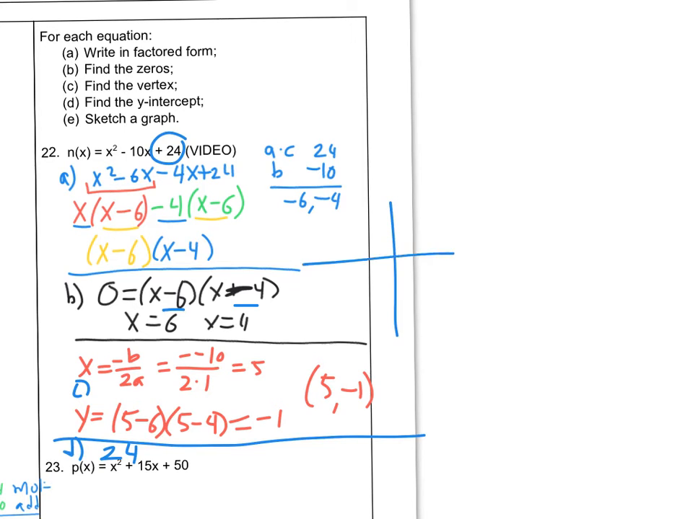The graph of this, we've got a y-intercept at 24. We've got a vertex at 5, negative 1. We've got zeros at 6 and at 4. And we've got a nice sketch that looks like this.